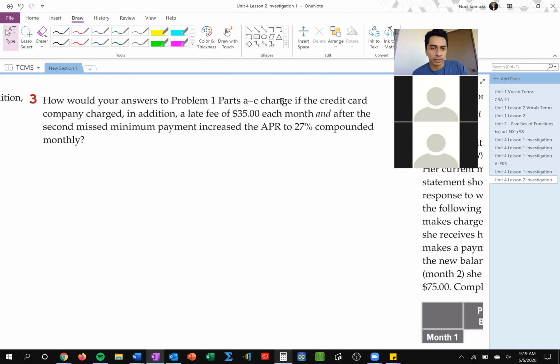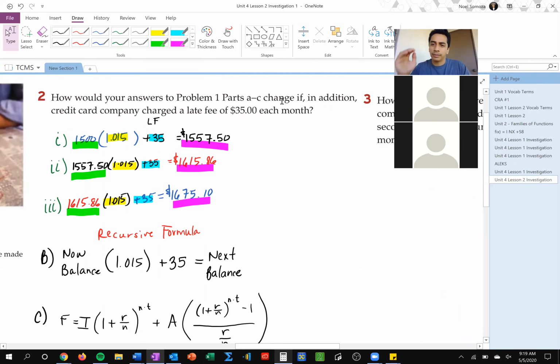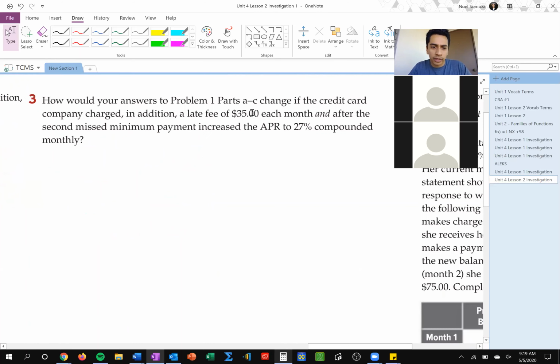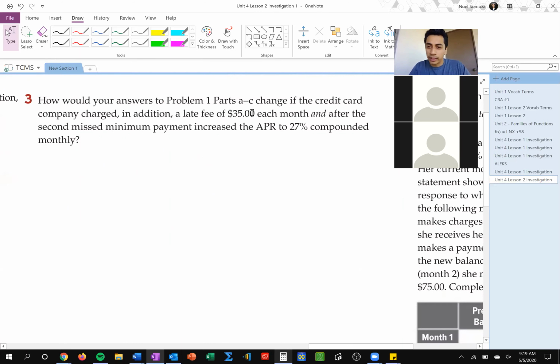let's think about what's happening, right? So in number 2, you didn't get the APR increased. It was just the fee that they were adding on, right? But now after 2 missed payments, the credit card company says like, okay, we're going to charge you late fees, but we're also going to increase the APR to the maximum, the penalty, because you're not making payments on time. So it's kind of like a punishment.